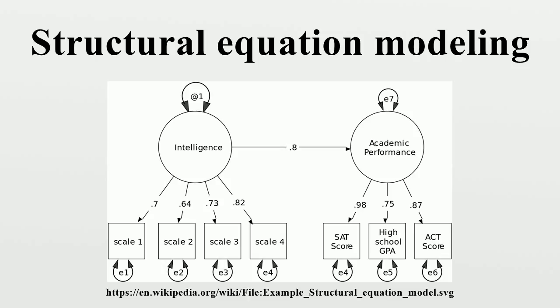Akaike information criterion, a test of relative model fit. The preferred model is the one with the lowest AIC value, where K is the number of parameters in the statistical model, and L is the maximized value of the likelihood of the model.